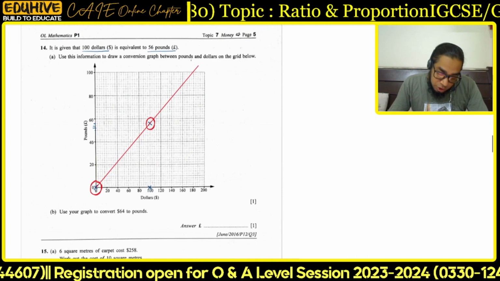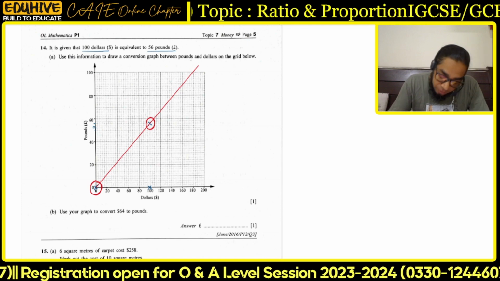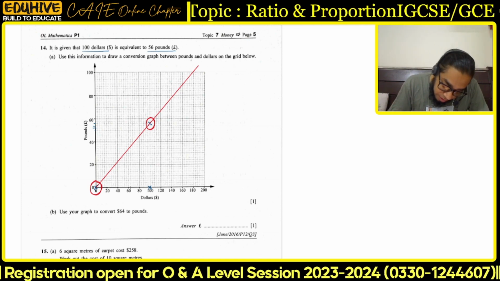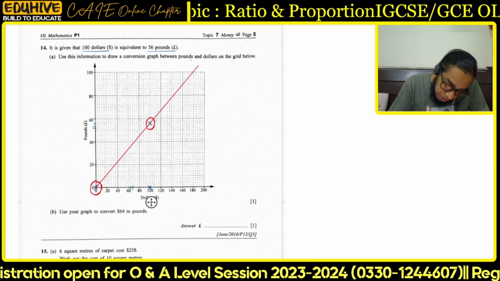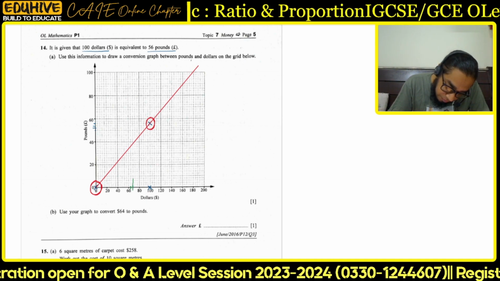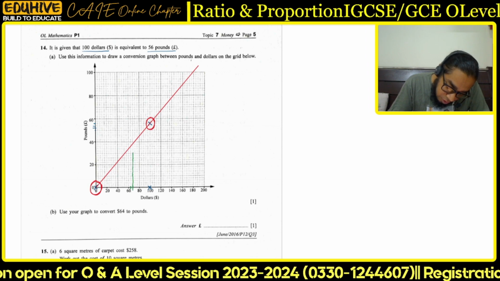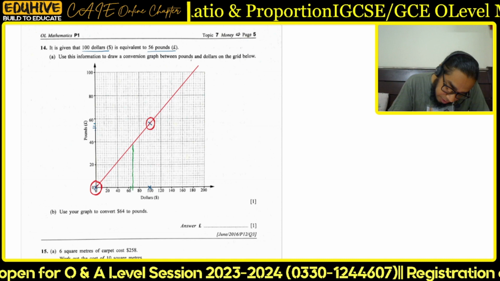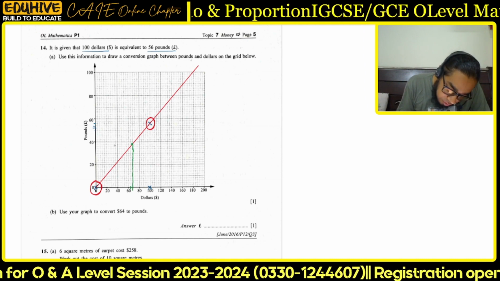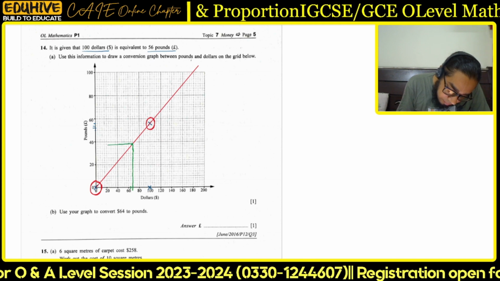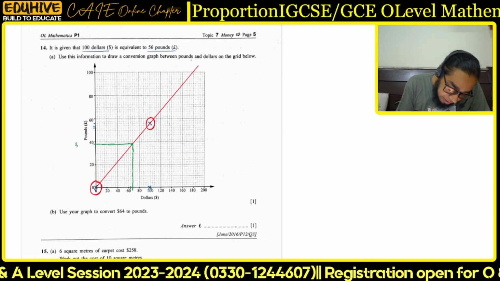Now the question is: use your graph to convert $64 to pounds. So where is my $64? I'm just going to take a line to this line. That is my $64. And in front of this, I'm going to draw the line to this part, and I am getting, I guess, 38. Yeah, 38 pounds.